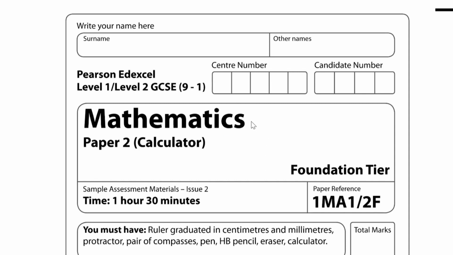This is the Edexcel GCSE 9-1 Maths Foundation Paper 2, which is a calculator paper, and it's from the sample papers.